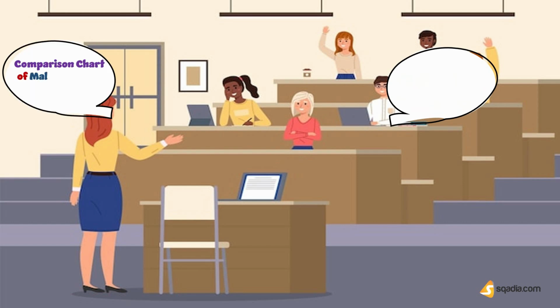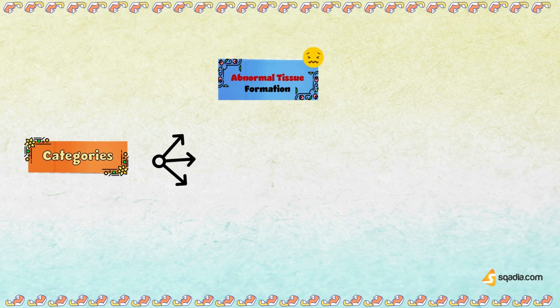Yes, George. I can make a comparison chart between malformation, deformation, and disruption, so that it would be easier for you to understand these three terms, which are single congenital abnormalities. We have studied three categories of single congenital abnormalities. First is the abnormal formation of tissue. That leads to malformation or malformation sequence.